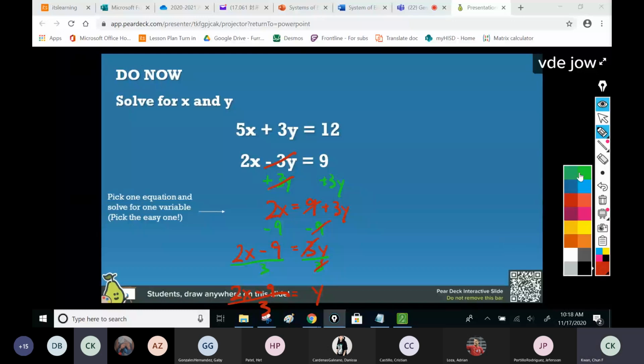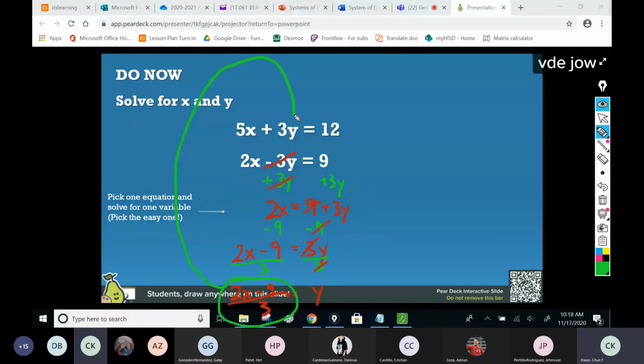All right, once we solve for y, we are going to take this and plug it back into the other equation, the first equation, and replace the y. So that means I'm going to get 5x plus 3 times, instead of y, 2x minus 9 divided by 3, equals 12.